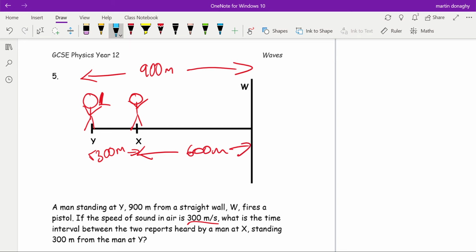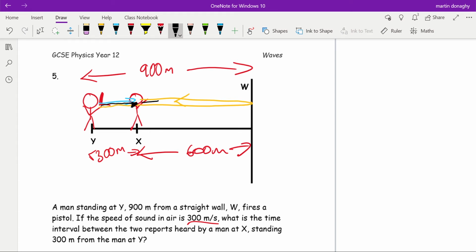Hardest way to do it is you can first of all work out the time for the first sound that this person will hear. So when the gun's fired, sound travels like this, 300 meters, he will hear it, the length of time that takes. The second sound then will be the one that travels past him off the wall and he hears the echo reflection of it. We could work out that distance, work out the time, and then find the time difference between the two.